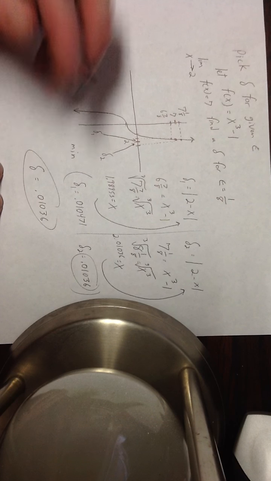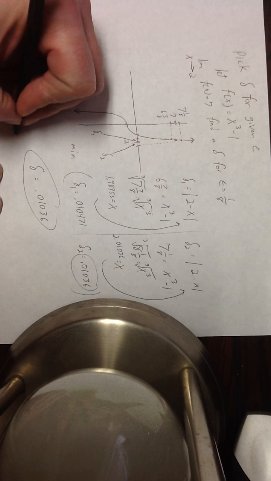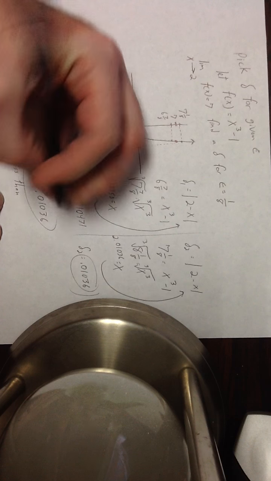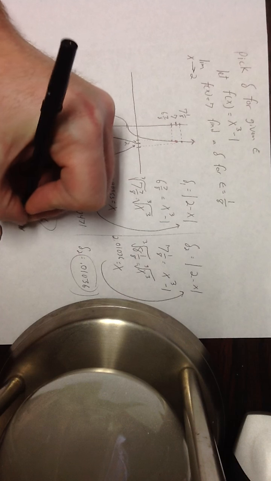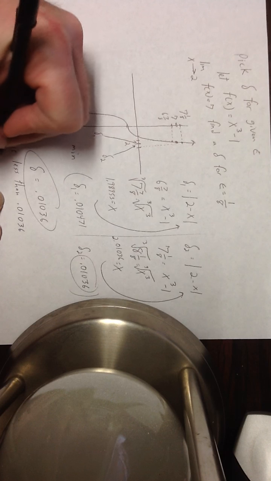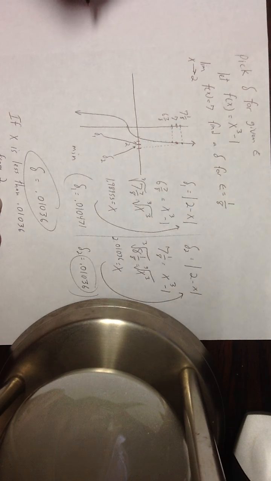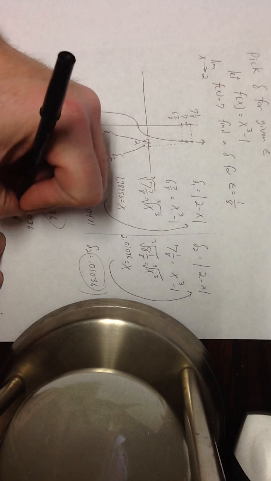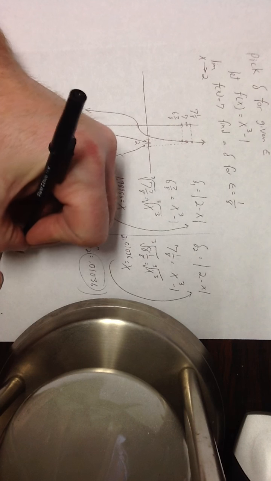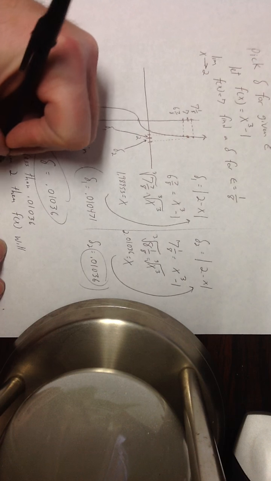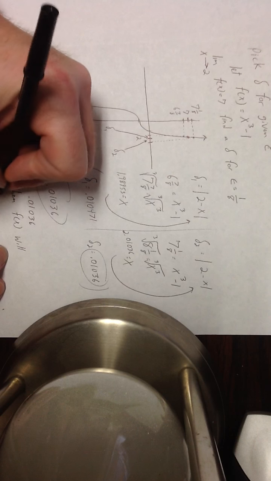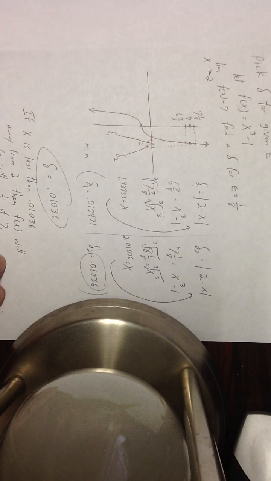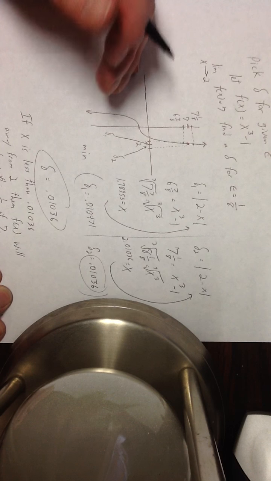And here's what I know now. As long as x is less than 0.01036 away from 2, then we know f of x will be within 1/8 of 7. So that's how we can show, that's how we pick the delta for the given epsilon.